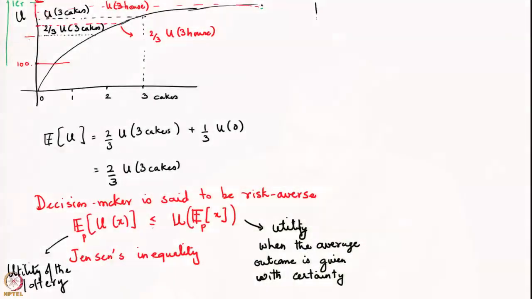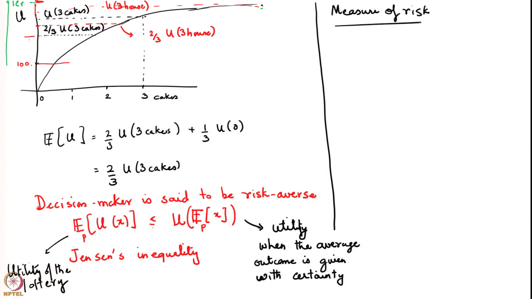So, one measure of risk that we can talk of is as follows. Now, motivated from here, we can ask the question. Suppose you had the option of buying insurance to get away from uncertainty. Okay. So, suppose someone made you this offer, suppose you pay an amount Y to get the average outcome with certainty.